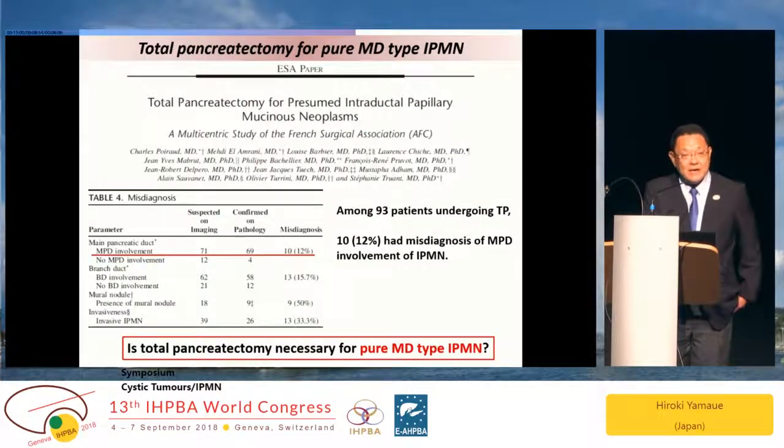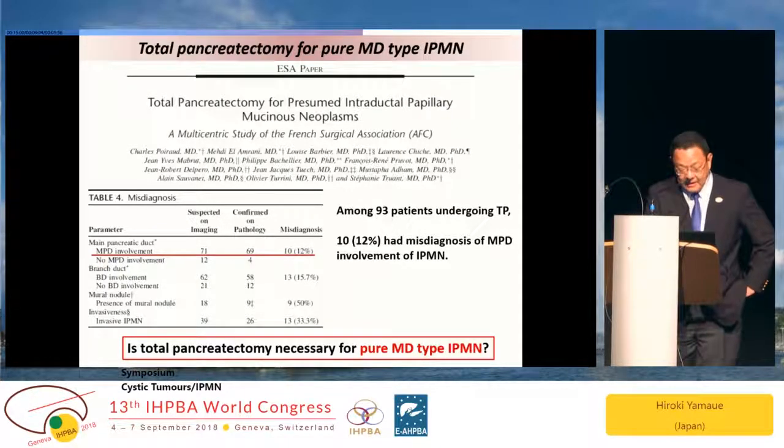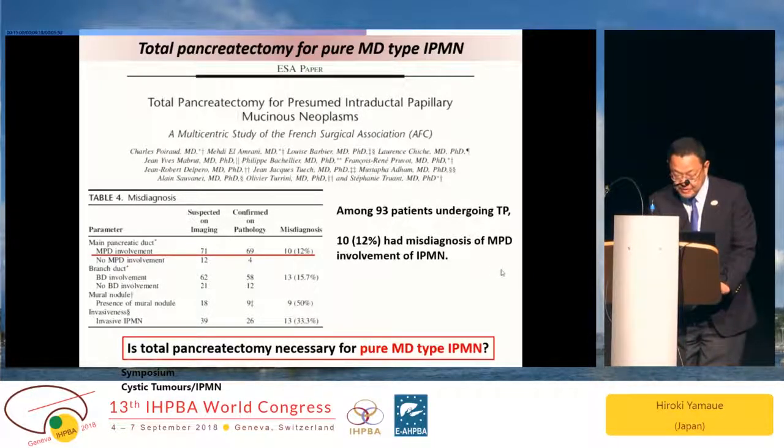And what is the surgical treatment procedure for mixed type IPMN? Usually, total pancreatectomy is well adapted for this entity, but this paper clearly shows that among 93 patients undergoing total pancreatectomy, 10 patients, 12%, had a misdiagnosis of main duct involvement of IPMN. So our question is, is total pancreatectomy necessary for pure main duct type IPMN?